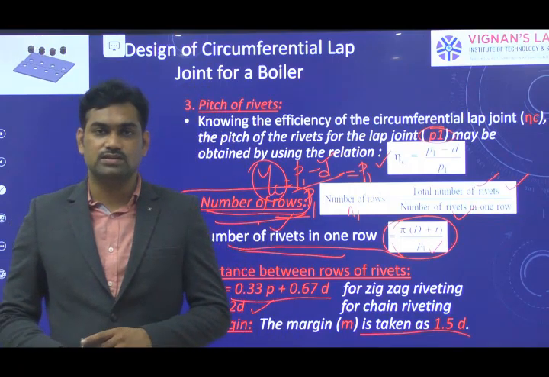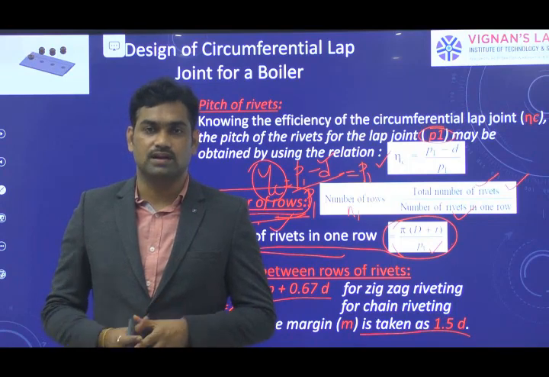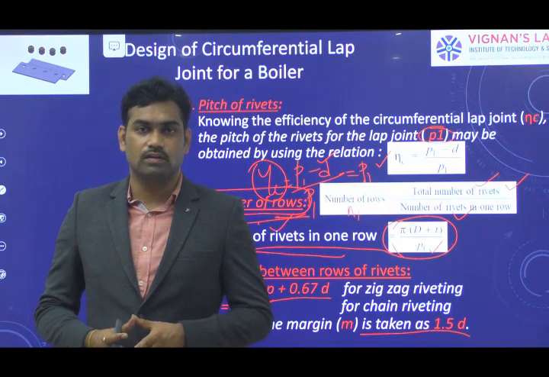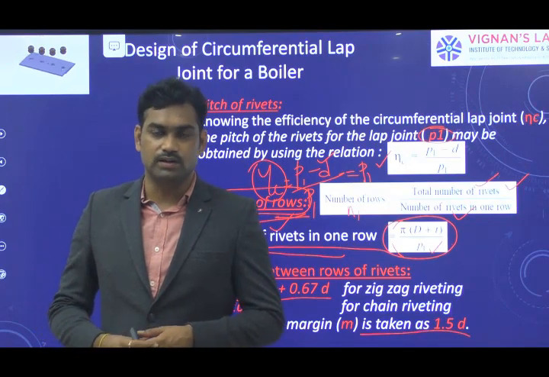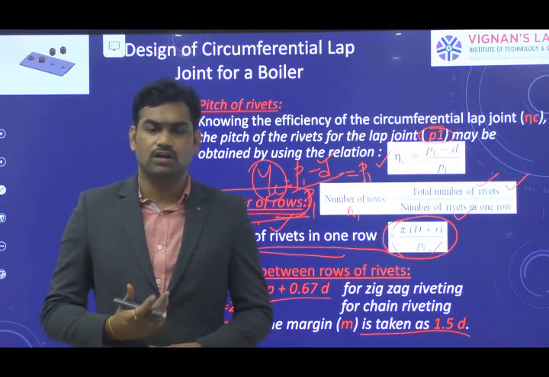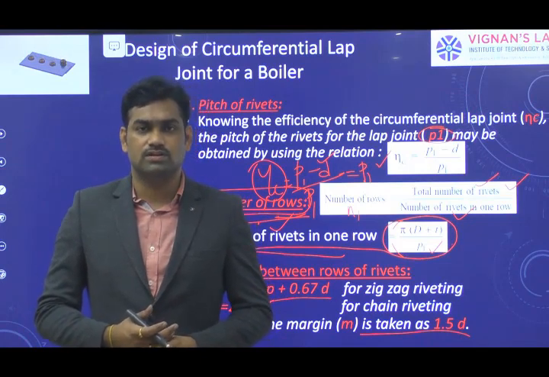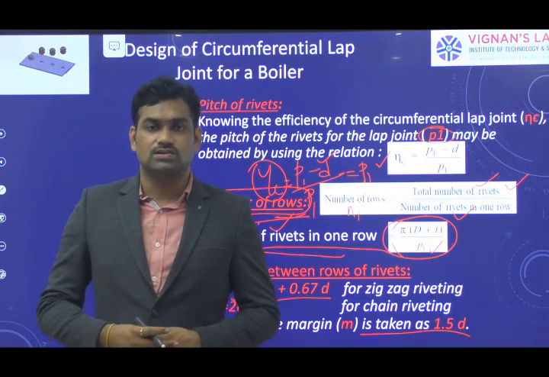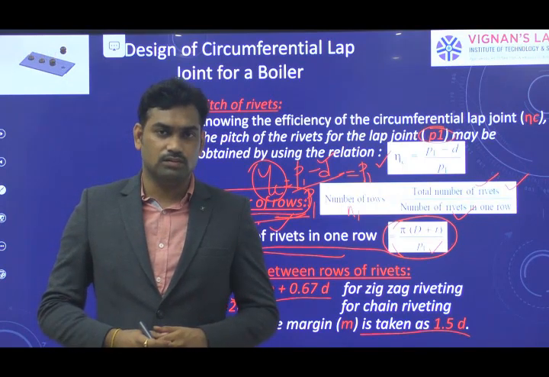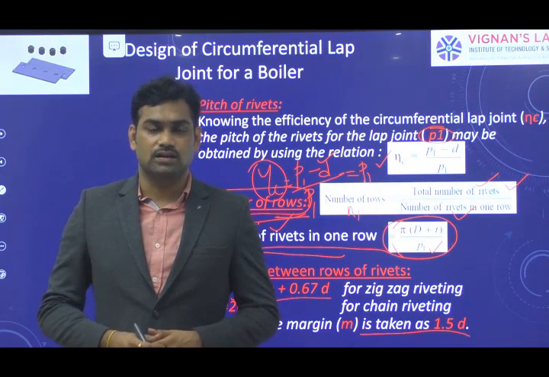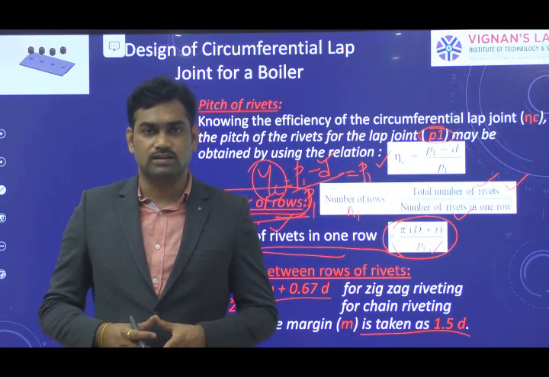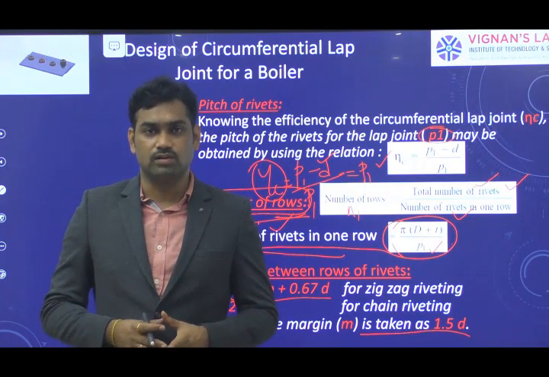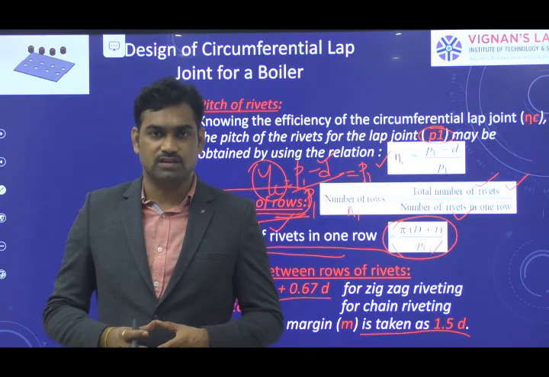Clear? So this is how the longitudinal butt joint and the circumferential lap joint are designed to form the boiler according to Indian Boiler Regulations. This design procedure is a theoretical procedure used for academic purposes. Clear? So in the next class we will see the design of joints when the load is acting eccentrically with respect to the center of the rivets, that is, eccentrically loaded riveted joints. Thank you.